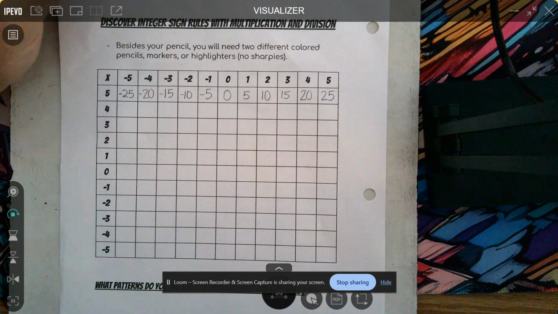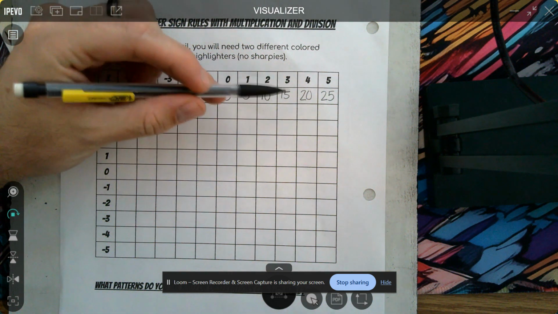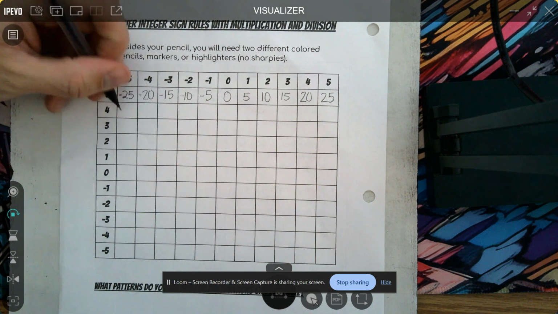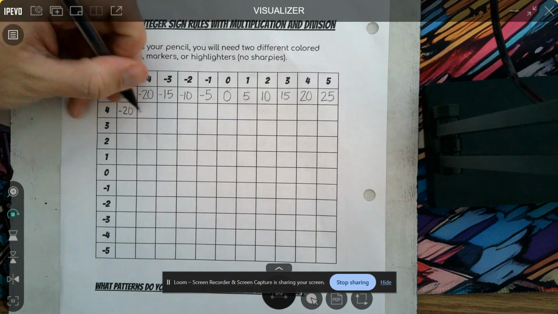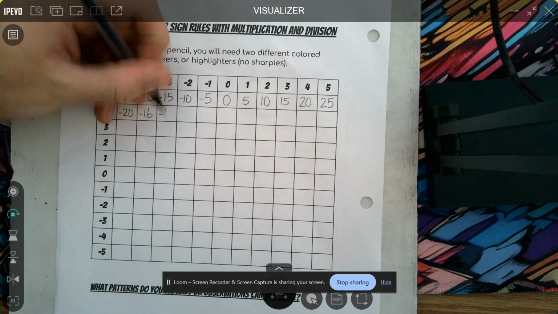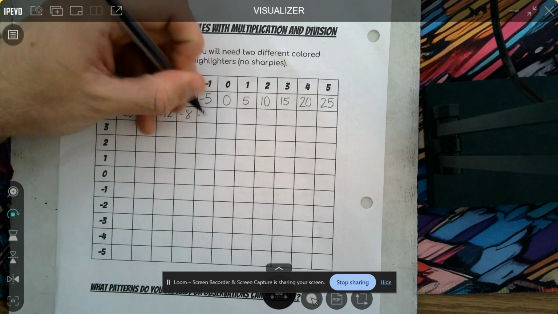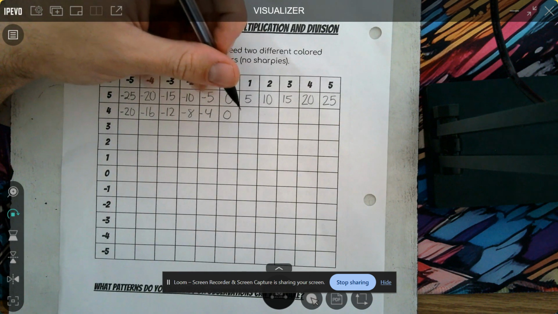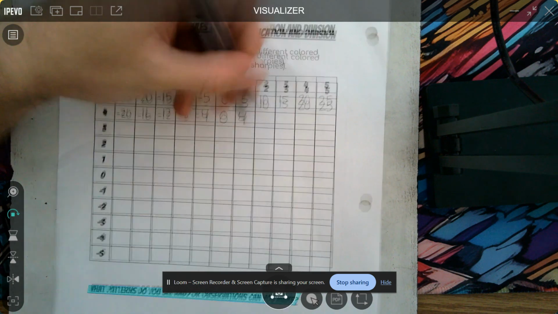All right, good. So you should have gotten 0, 5, 10, 15, 20, and 25. You're just counting by fives. So we should be able to do the rest of this pretty quickly. So 4 times negative 5 is negative 20. Then negative 16, negative 12, negative 8, negative 4, and 0. And then as we get to the positive answers, what do you think is going to happen? We're going to be adding 4.